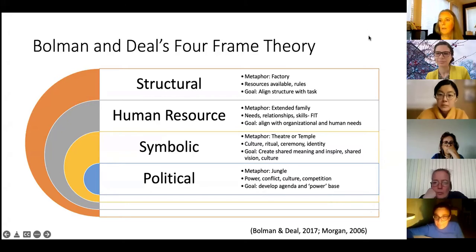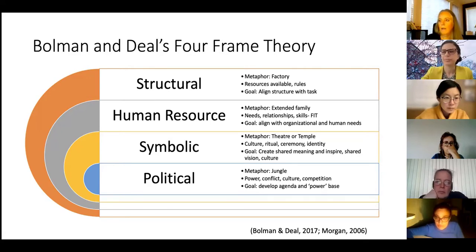The human resource frame, with its metaphor of extended family, captures the symbiotic relationships between the organization and the people that work in the organization. So how the organization and individuals in it both get their needs met. And if you think of Argyris, the father of organizational learning, this is what much of the human resource frame is based on. This frame pays attention to people and ensuring that individual needs are met while the organizational needs are met.